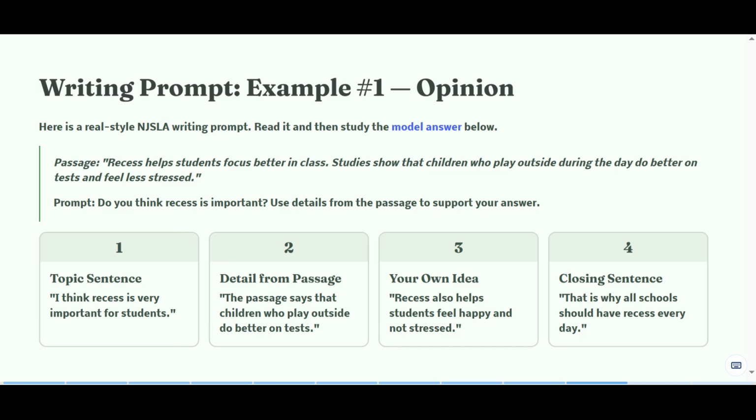Topic sentence: I think recess is very important for students. Detail from passage: The passage says that children who play outside do better on tests. Your own idea: Recess also helps students feel happy and not stressed. Closing sentence: That is why all schools should have recess every day.